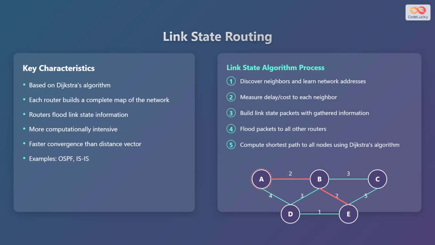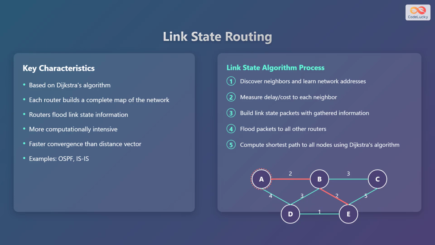Now let's explore link state routing. This approach uses Dijkstra's algorithm. Each router builds a complete map of the network, understanding every connection and router. Routers flood link state information to all other routers in the network. This method is more computationally intensive than distance vector routing. However, it offers faster convergence, meaning it adapts more quickly to changes.